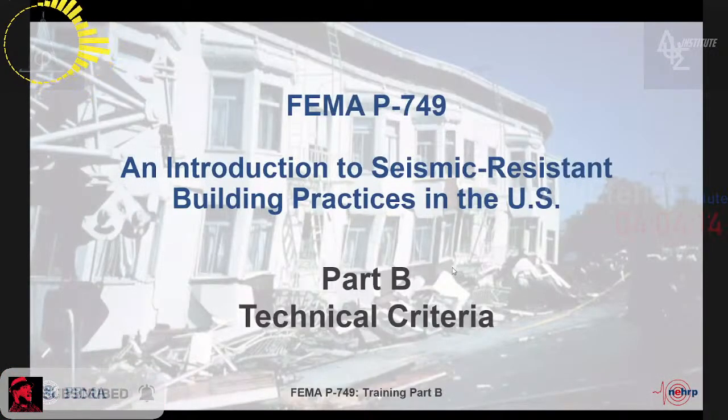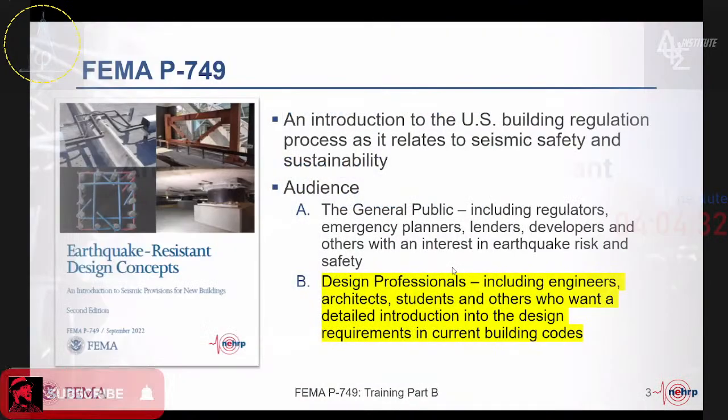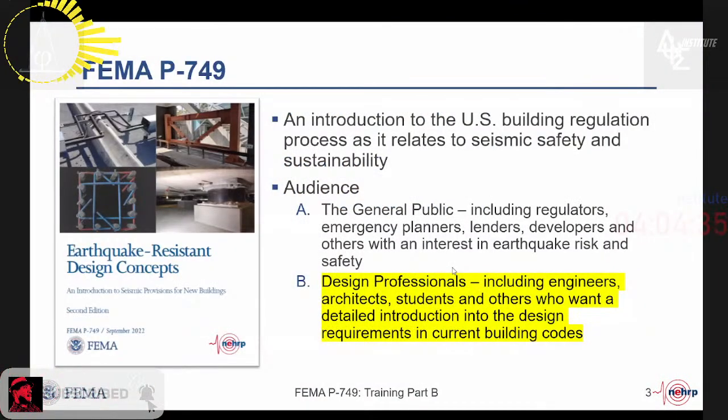Today we're going to be talking about Part B of the FEMA P-749 document, which specifically goes into a review at a very fundamental level of technical criteria contained in U.S. building codes, and specifically the ASCE 7 standard for seismic design of structures. The document is arranged in two parts, Part A and Part B.